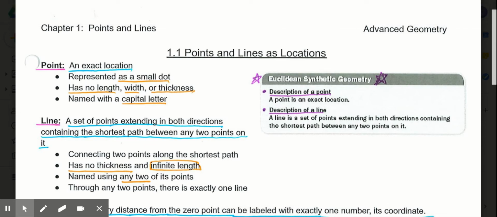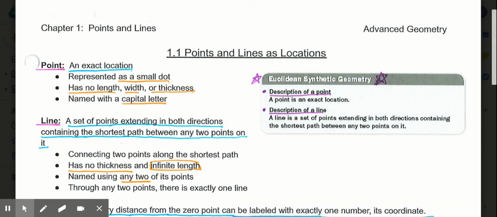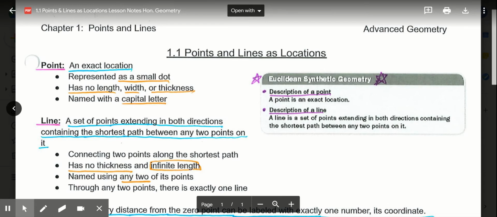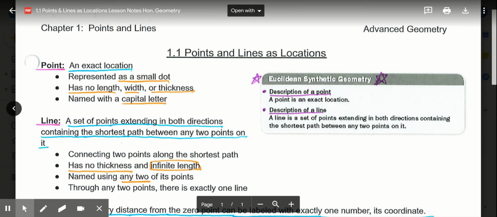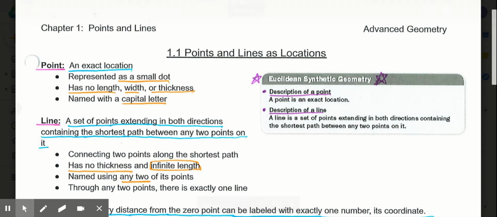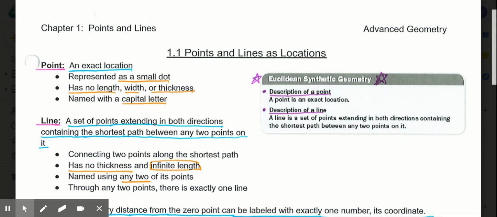So the description of a point, or our definition of a point in Euclidean geometry, is that it's an exact location. So we define a point as an exact location, but what does that really mean? So the 3 bullet points here, a point is represented as a small dot. So we represent it as a dot when we draw it. But a point really has no length, no width, or no thickness. And the way that we name any point in geometry is simply naming it with a capital letter.